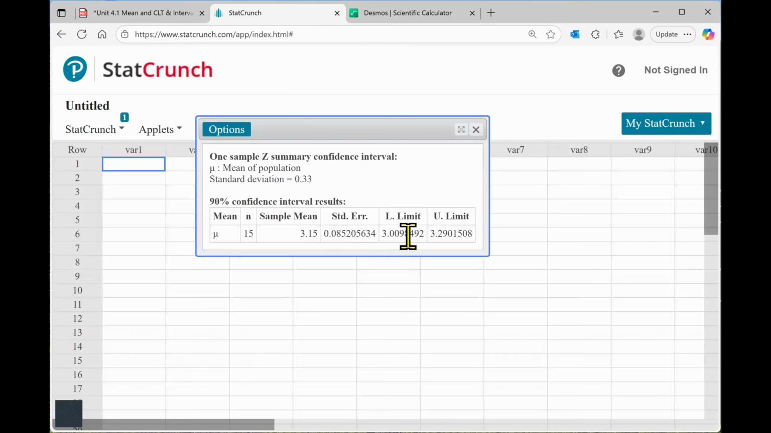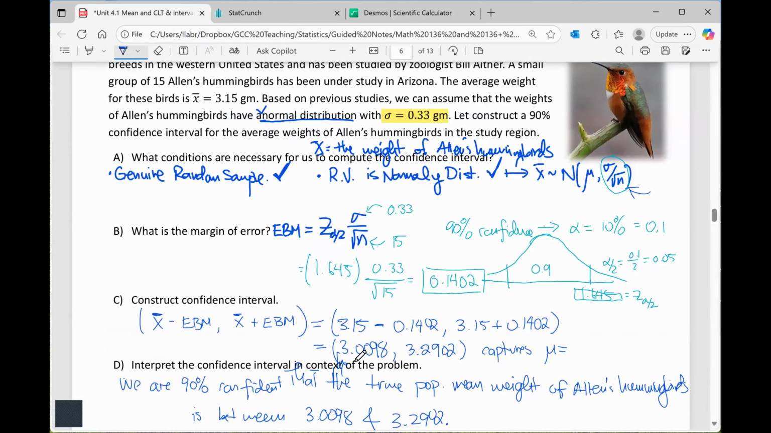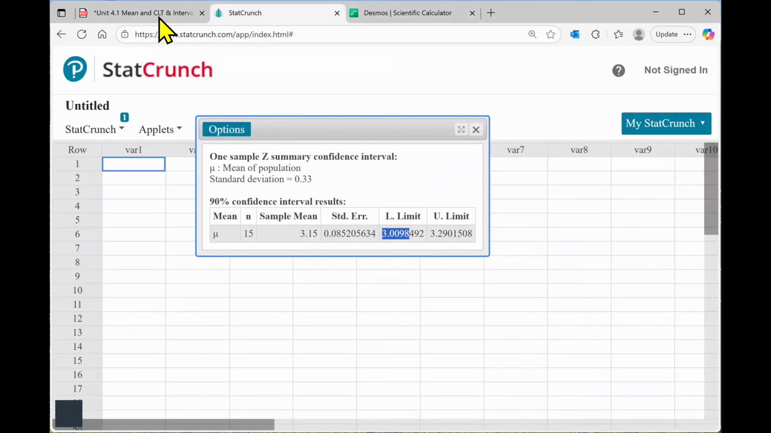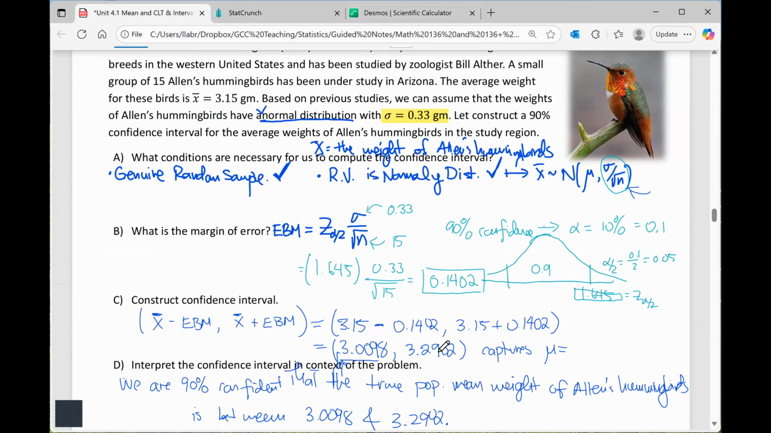Now take a look at this. Lower limit, 3.0098. Upper limit, 3.2902. So StatCrunch is able to perform this very, very quickly without having to do this intermediate step, which is where students mainly get confused.